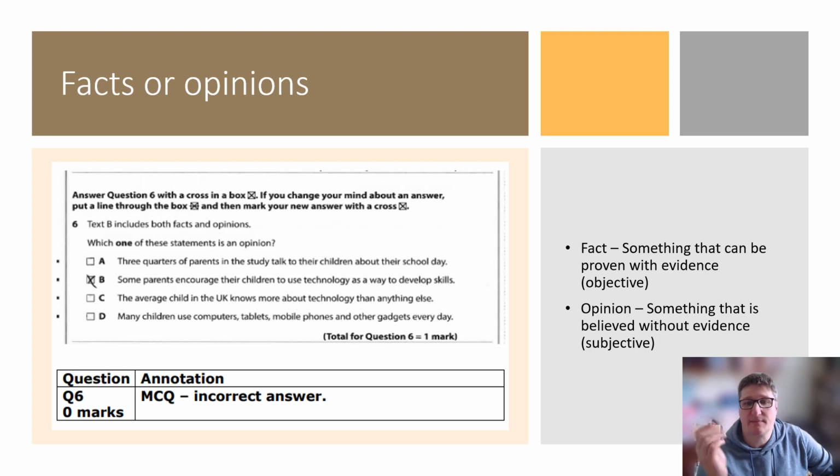An opinion is something that is believed without evidence, something that is subjective. So let's go do the next one. Let's look at B. Some parents encourage their children to use technology as a way to develop skills. Well, that can be backed up with evidence. You can look at the study that found that.